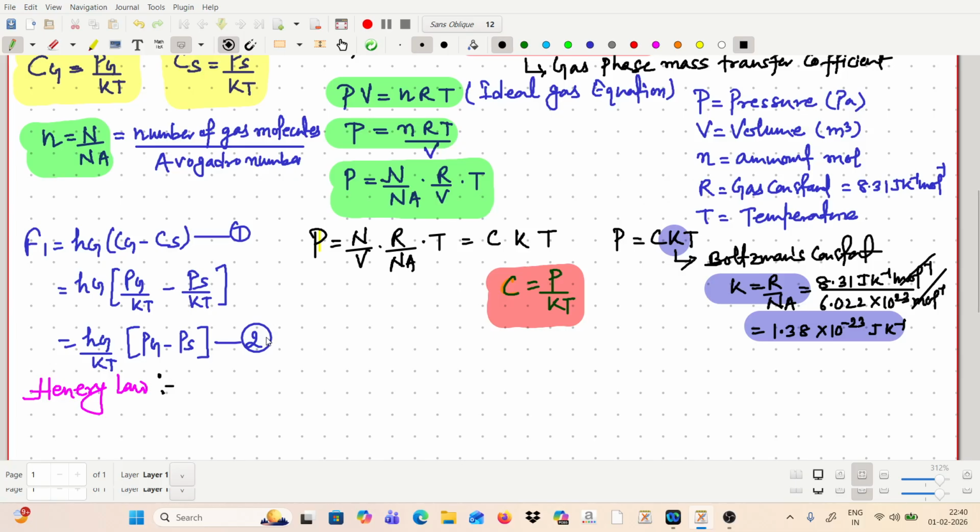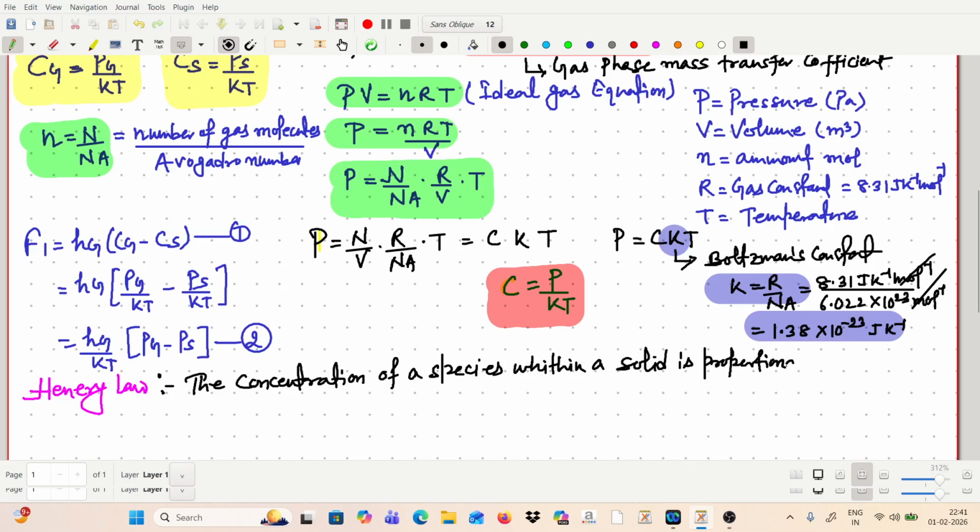Henry's law: we have to know that the concentration of a species within a solid is proportional to the partial pressure, the partial pressure of the surrounding gas.